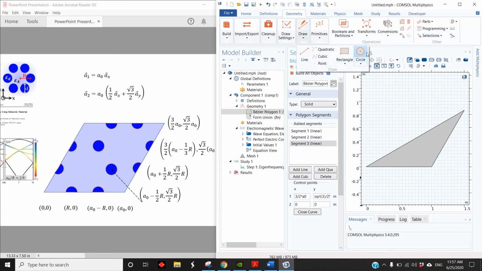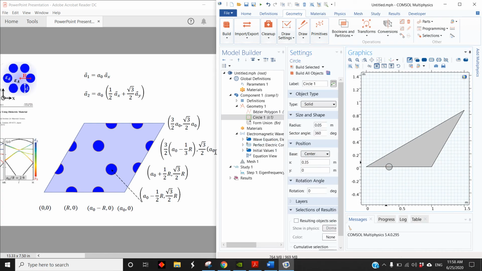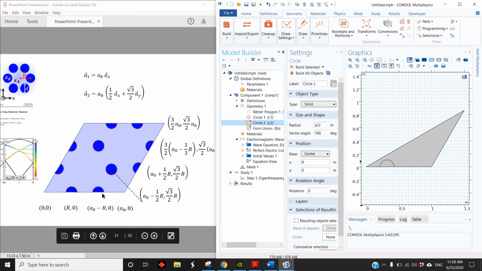Now let's go to draw the cylinders. I have the first one with radius of course d divided by 2, as d is the diameter, and the x-axis for it is R, and the y-axis for it is 0. And you see actually here it's half of the cylinder, so for this sector angle I choose 180. I duplicate this one for this second half cylinder, but now the x dimension is a naught minus R.